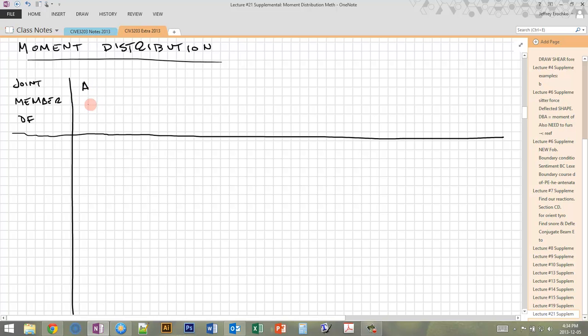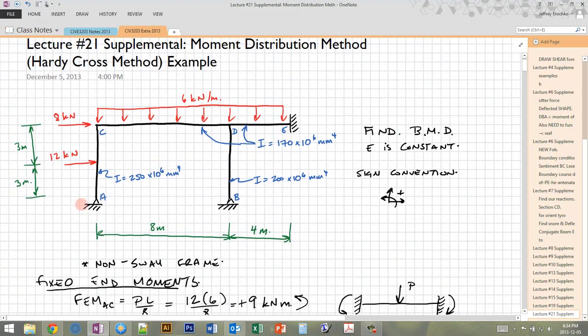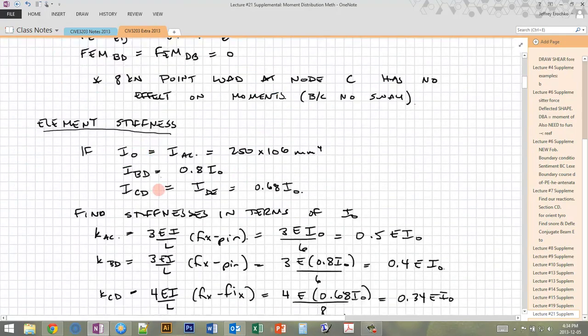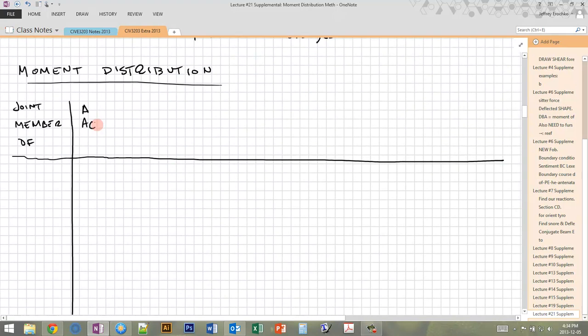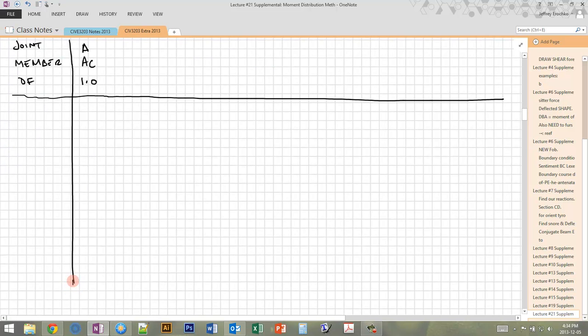Okay, so we're going to go joint by joint, and each joint I'm going to separate by a vertical line. So for joint A, we only have one member that frames into it, and that's member AC. And I'm going to do it near side, far side, so A, AC. Okay, so I'm always going to do this member by the near side because that's the side that frames into that joint. The distribution factor for AC we found was 1.0. So now I'm done with that joint.